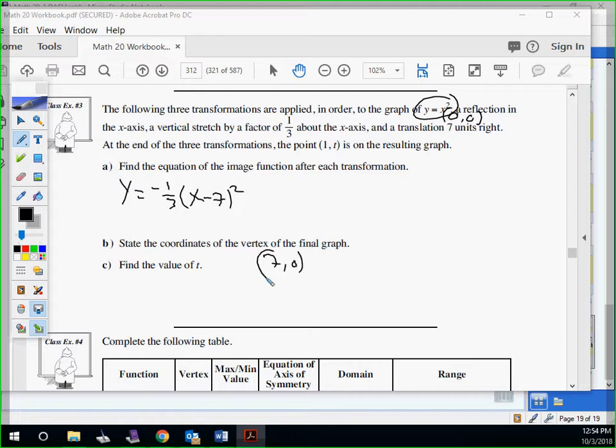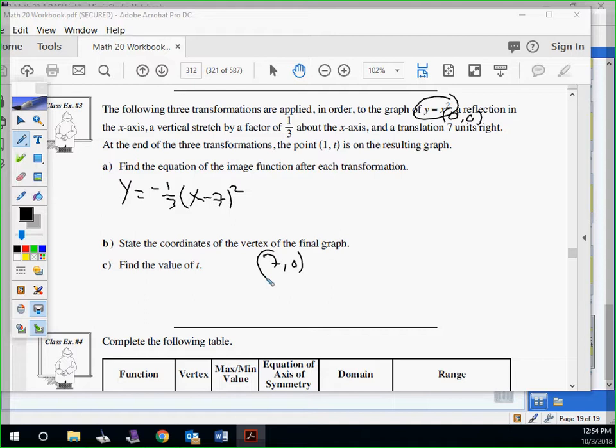Now that's why Curtis was wrong, because his vertex changed with the stretch. Your stretch is not going to change your vertex. Your left and right will, okay? Your stretch is going to always maintain the same vertex. Because remember, when we did 2x squared versus x squared, did we have the same vertex? Yeah, all of those graphs are coming from 0, 0. So when you stretch, it's not going to move your vertex, okay?